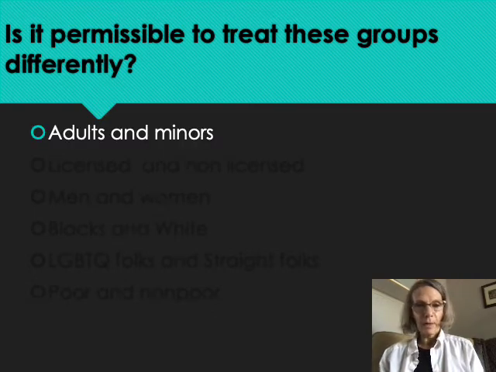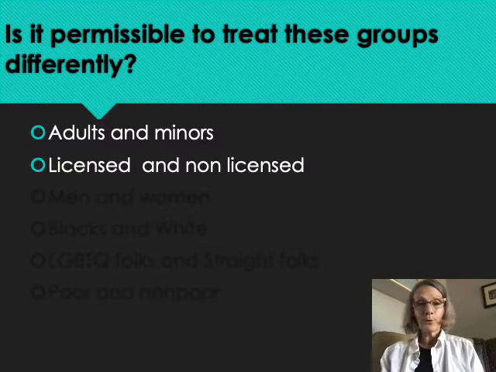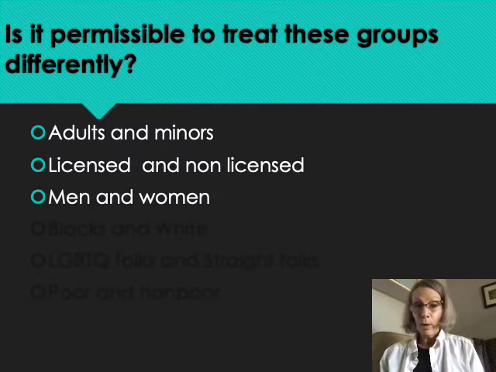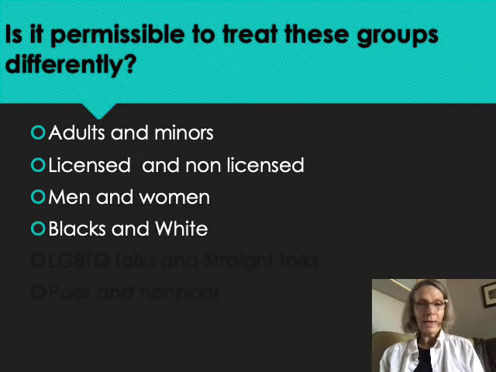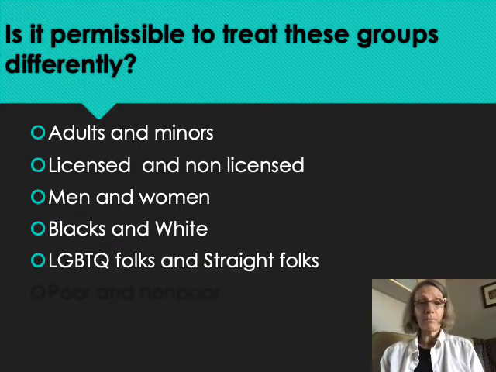So we have adults and minors, okay? Is it justified to treat adults and minors differently? What about those who have a license to do a profession and those non-licensed to do a profession? Men and women, is it justified to treat men and women differently? If so, why and when? Black and white folks, is it justified to treat them differently?